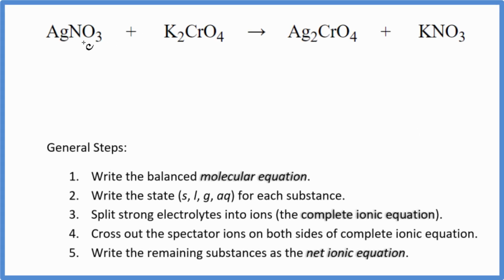In this video, we'll write the balanced net ionic equation for AgNO3 plus K2CrO4. This is silver nitrate, and this is potassium chromate. The first thing we need to do is balance the molecular equation.